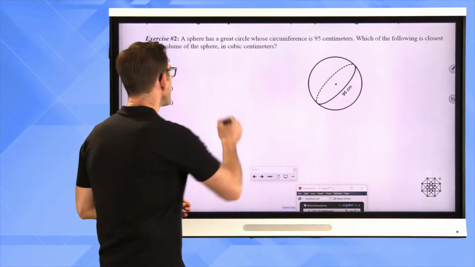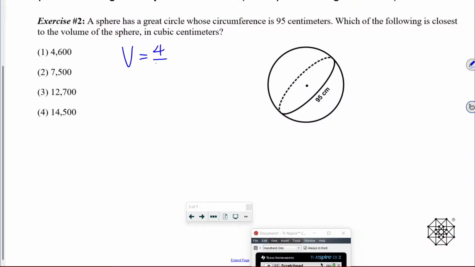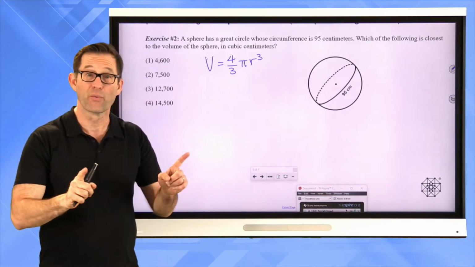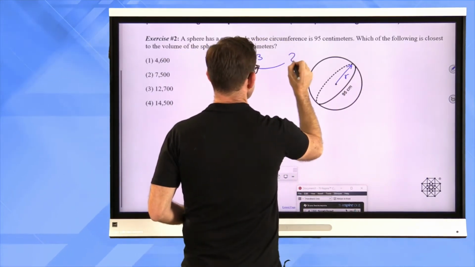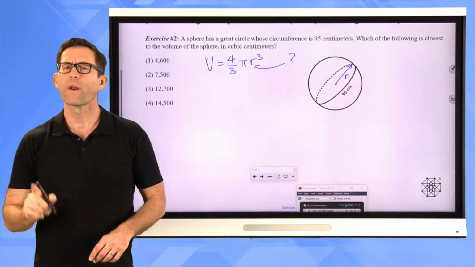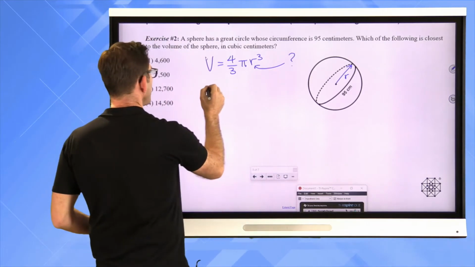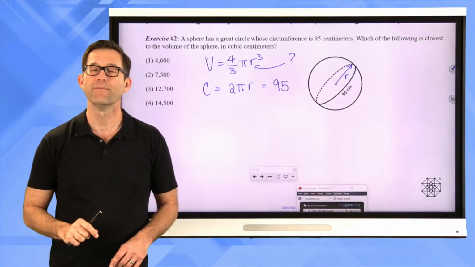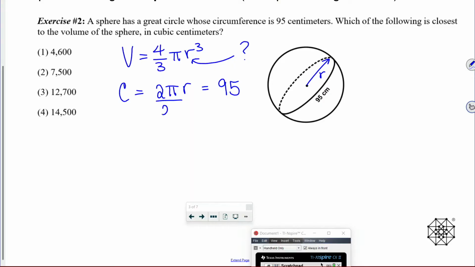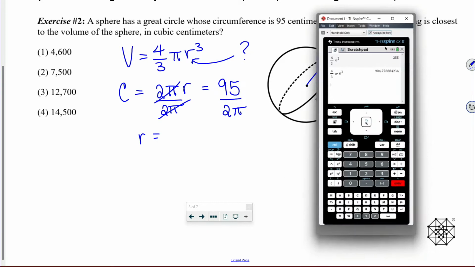All right, well again, I'm going to write this formula down right away because it's ultimately the formula that we must use to come up with our final answer. But the real question is, what is that radius? That's our question. We don't know it. Now, what I do know is the following. I know that the circumference of a circle is 2 pi times the radius, and I know that is equal to 95 centimeters. In which case, I can easily solve for the radius of this circle by dividing both sides by 2 pi.